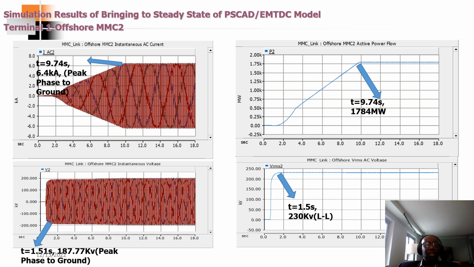Next is measurements on MMC2 side. Similarly, I was able to achieve the required instantaneous AC current, peak phase to ground current, at 9.74 seconds. Then active power, 1784 megawatts, at almost quite close to 10 seconds. Then peak phase to ground voltage, I was able to achieve it. Then VRMS line to line voltage, I was able to achieve it within 1.5 seconds.